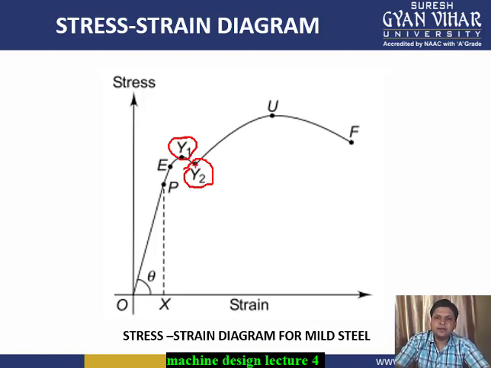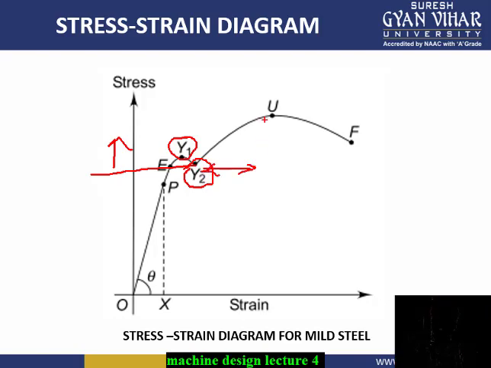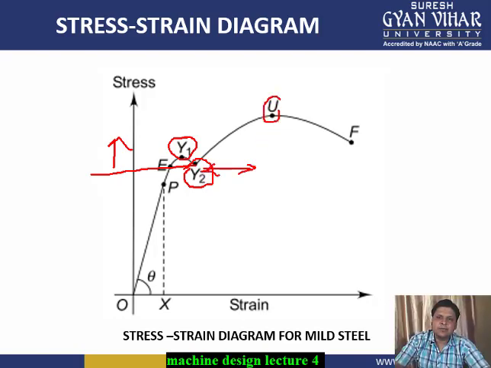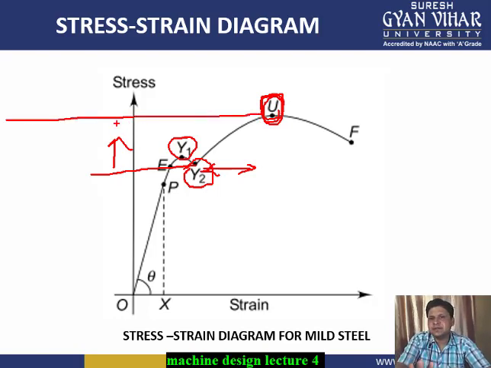Now if after Y2 you increase the load, strain will again increase, but up to a certain point. That maximum point is the maximum limit of stress that can be sustained by the material. This stress level is the ultimate tensile strength of the material.